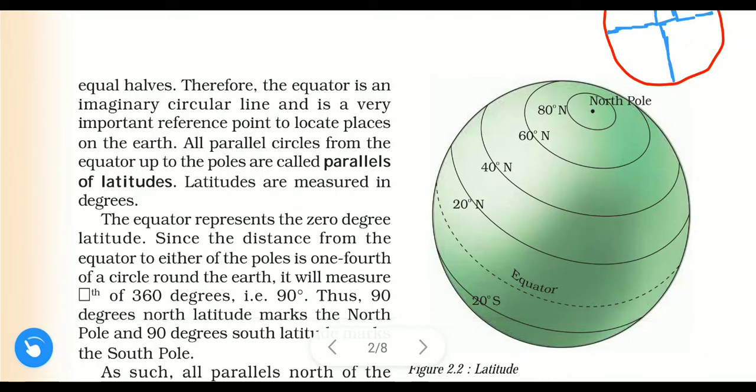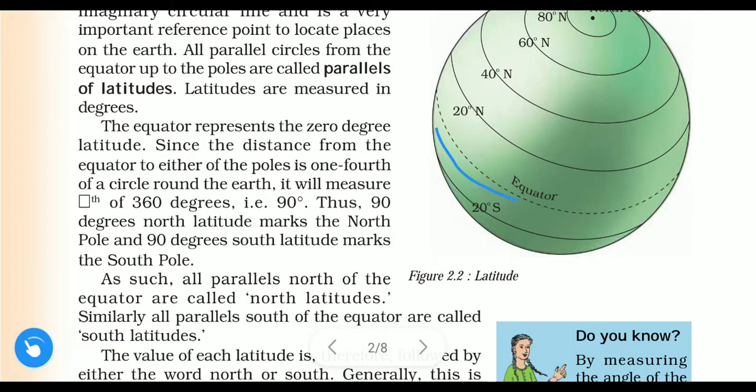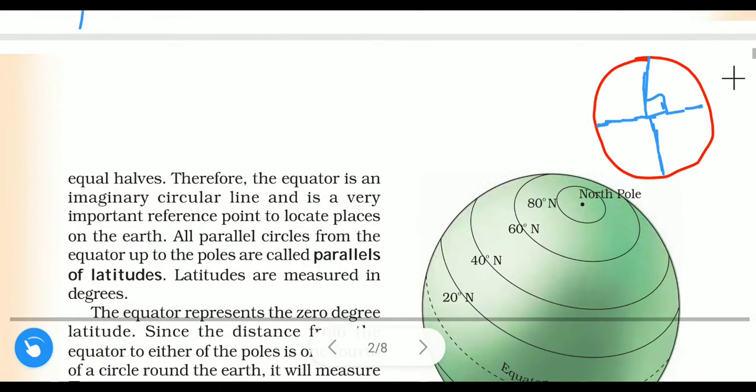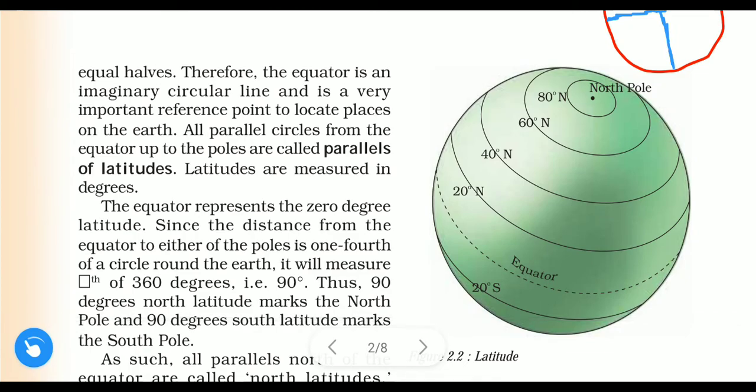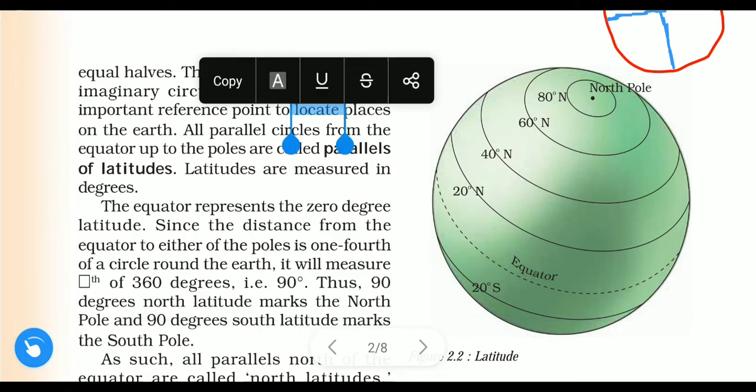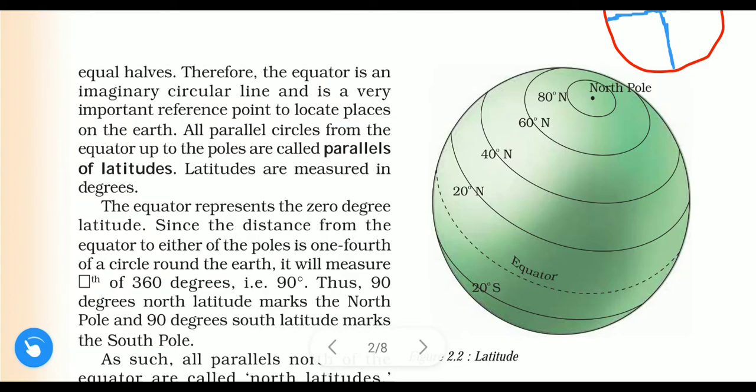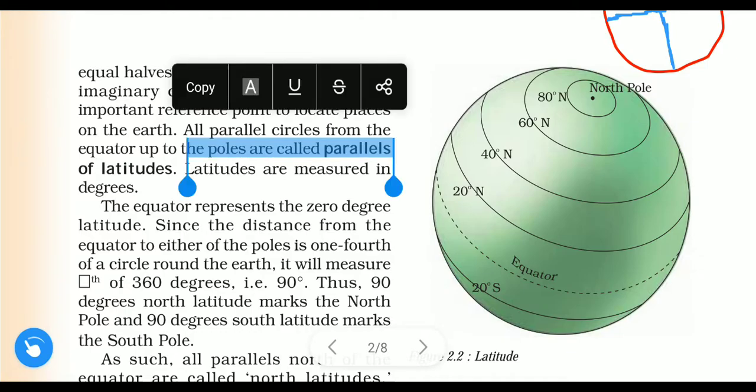Here it is said that therefore the equator is an imaginary circular line. Here it is a circular line. Since this is a 2D diagram, that is why it is looking straight. So the equator is an imaginary circular line and is a very important reference line which helps us to locate the different places on the earth. All parallel circles from the equator up to the poles are called parallels of latitudes.